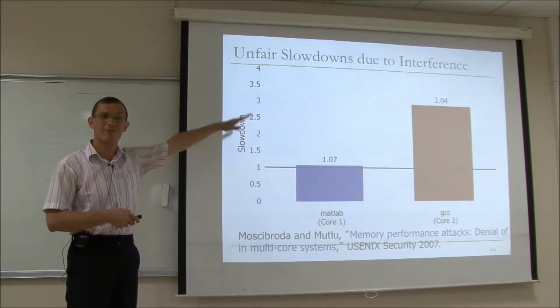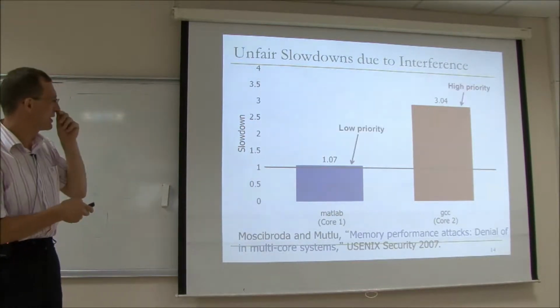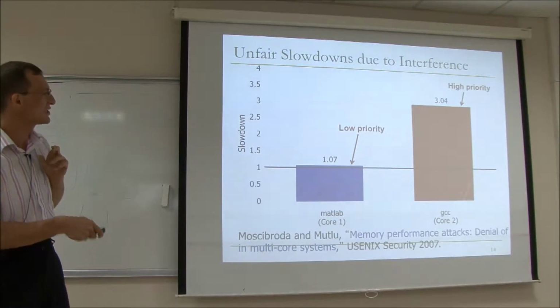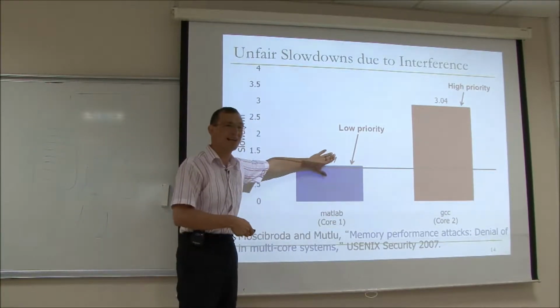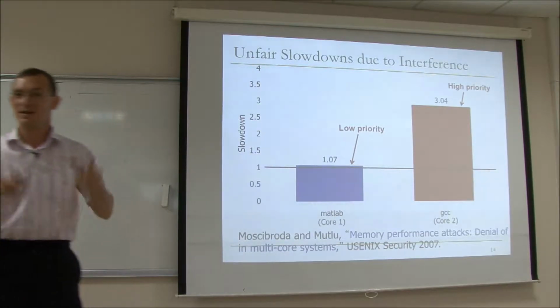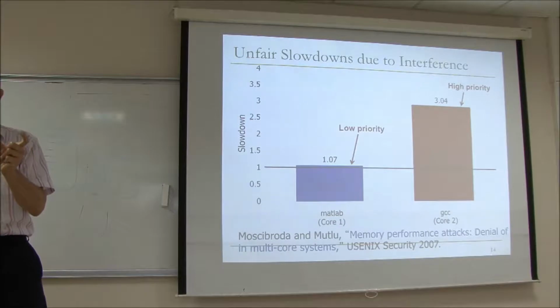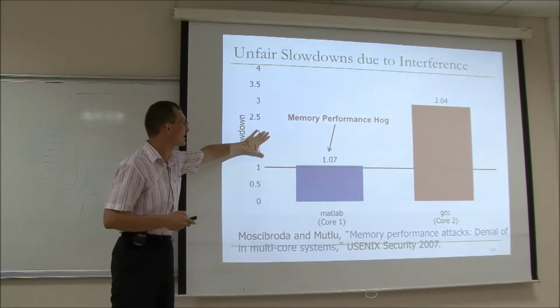So this is obviously unfair, right? You could argue that this is unfair. But even if you change the priority of the applications, you make this GCC high priority in the operating system, and nice MATLAB such that it's low priority, this doesn't change anything because the operating system still schedules these 2 applications on the 2 different cores, right? And they keep running. And we call this a memory performance hog at the time.